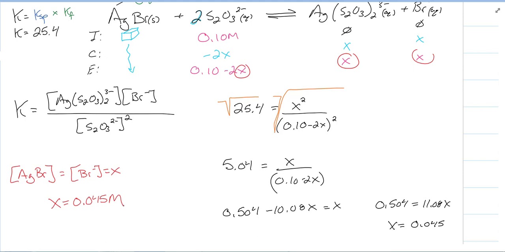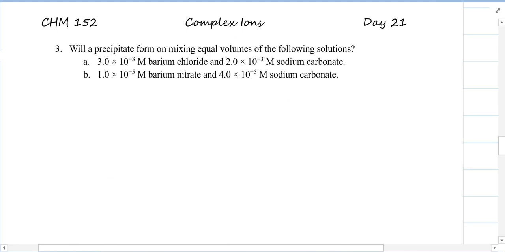So there you go. Will precipitate form on mixing equal volumes of the following solutions? For A, I got 3.0 times 10 to the negative third molar barium chloride and 2.0 times 10 to the negative third molar sodium carbonate. Well, equal volumes. That's kind of important. So will precipitate form on mixing equal volumes?